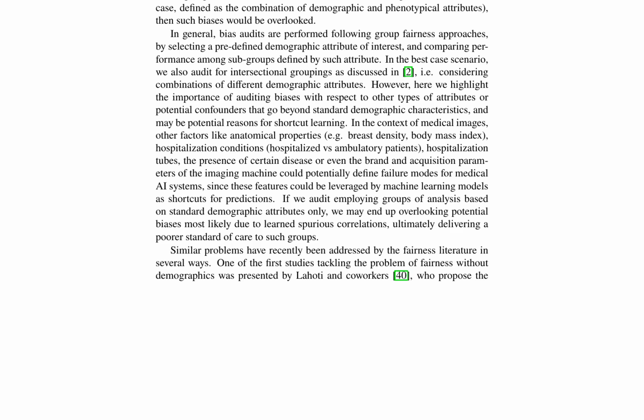Recent studies, such as those by Lahoti and coworkers, have proposed fairness frameworks that do not rely on demographics, using causal graphs to identify potential biases in machine learning models. Other approaches, like the one by Dwork and coworkers, focus on fairness metrics that are not reliant on demographic information. These studies highlight the importance of auditing biases beyond standard demographic attributes to ensure fairness and equity in medical AI systems. By considering a broader range of attributes and potential confounders, bias audits can uncover hidden biases and ensure that medical AI systems provide equitable care for all patients.